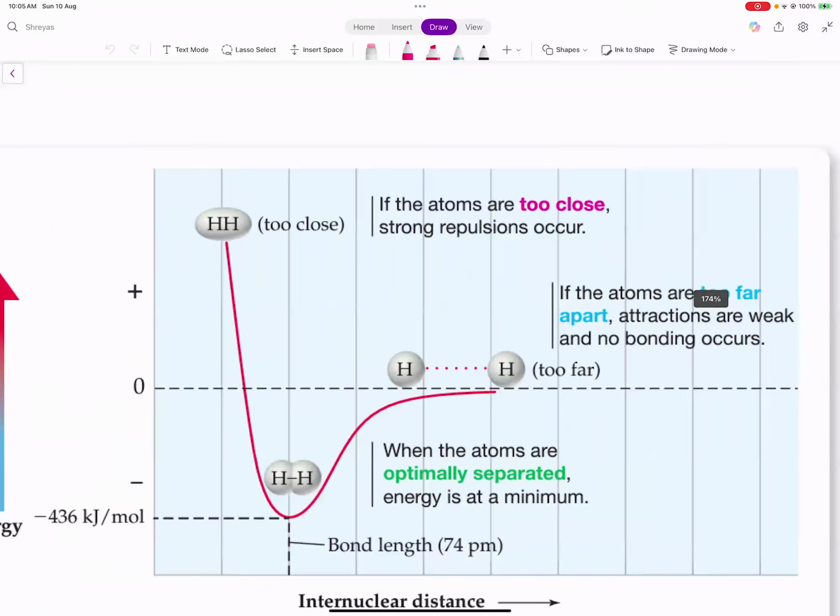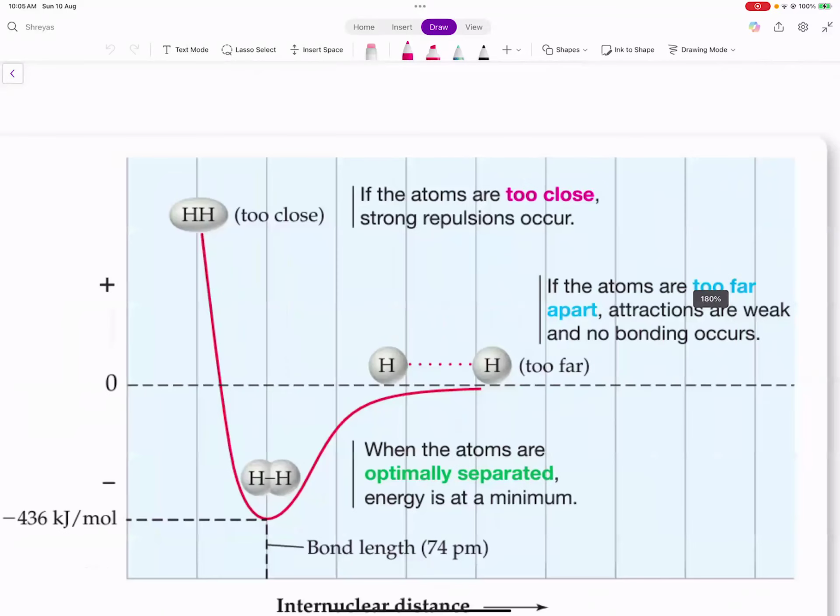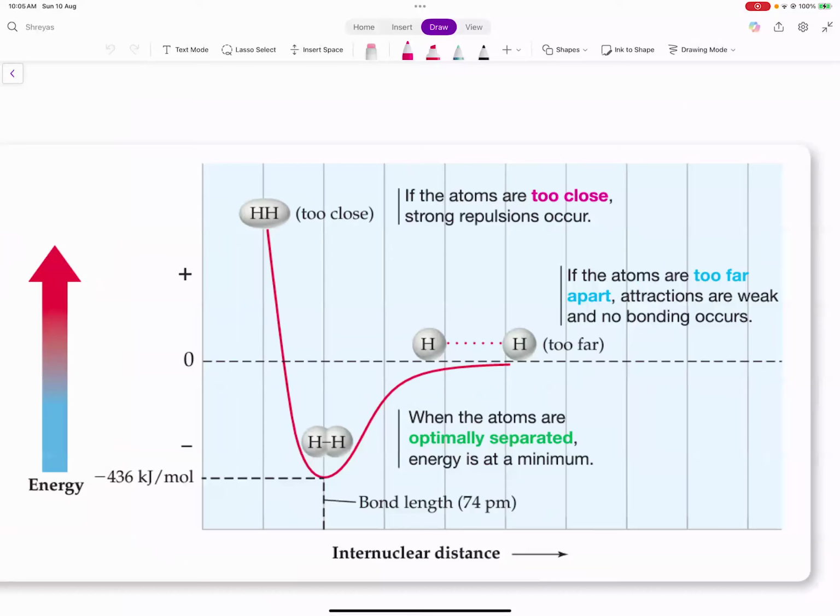What is an electron cloud? Electron cloud is something where we are invoking the wave nature of the electron, right? Now, when hydrogen atoms are too far initially, there is no energy of interaction between them, and this is labeled as zero point energy.